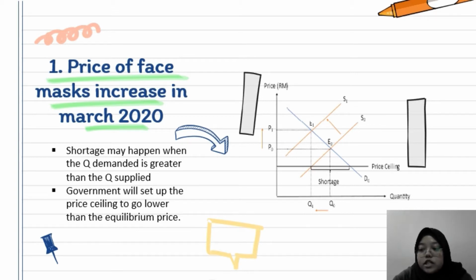To prevent this situation, the government will intervene and set up a price ceiling to protect the consumer's right, meaning that the government will set the price lower than the equilibrium price, and this will prevent the producer or seller from selling at a price higher than the price the government imposed.